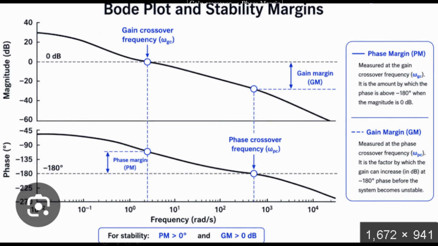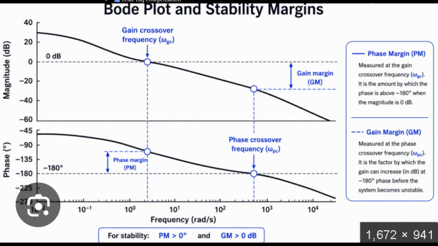If you look at the second vertical line, we look from bottom to upwards. From minus 180 on the phase graph we put a point and draw a vertical line. It touches the second graph of magnitude. Then we draw a horizontal line, and the distance between the 0 dB horizontal line and this line is the gain margin.